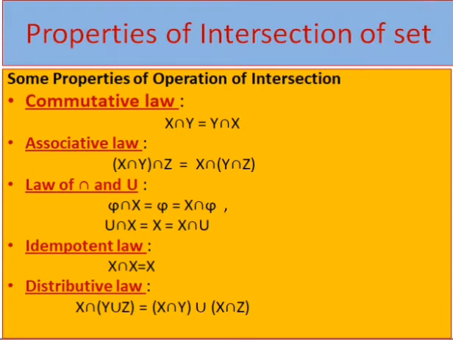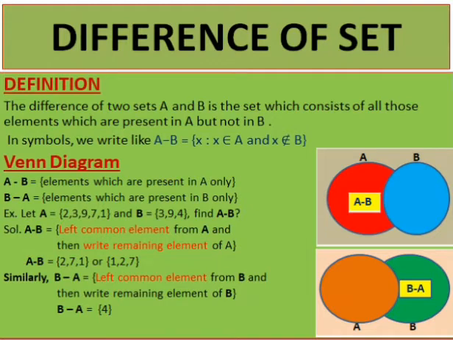Now come to the next thing, that is the difference of sets. This is the next operation of sets. What is the difference? The difference of two sets A and B is the set which consists of all those elements which are present in A but not present in B. Here we avoid the common elements. In symbols we write A minus B, meaning in A minus B only those elements are there which belong only to set A. The common elements we remove here.